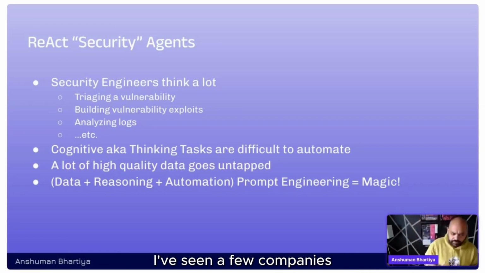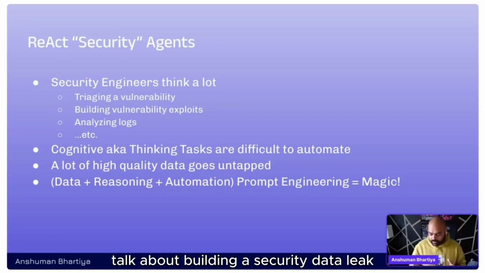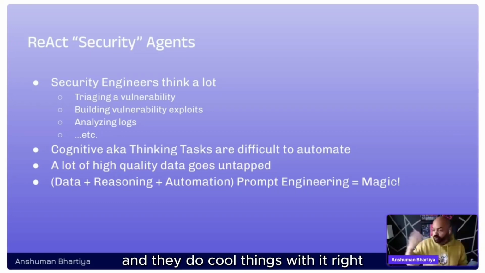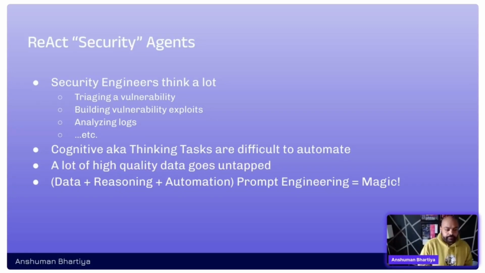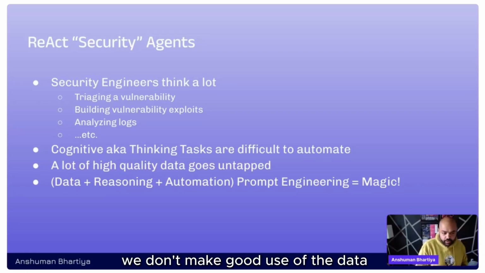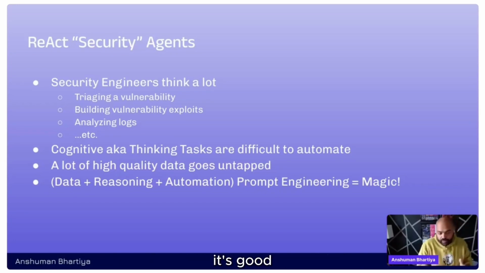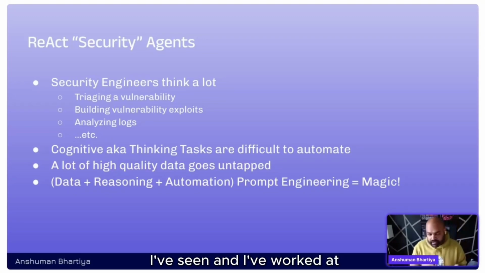I've seen a few companies talk about building a security data lake, where they have all the information from their application server logs, infrastructure logs, and their different vendors, like SIEM vendors, and whatnot. Then they analyze the data that they have gathered and they do correlations. So I feel like in the cybersecurity industry, we don't make good use of the data. If a company has this kind of a system, it's good, but most of the companies I've seen and worked at don't have these kinds of systems.